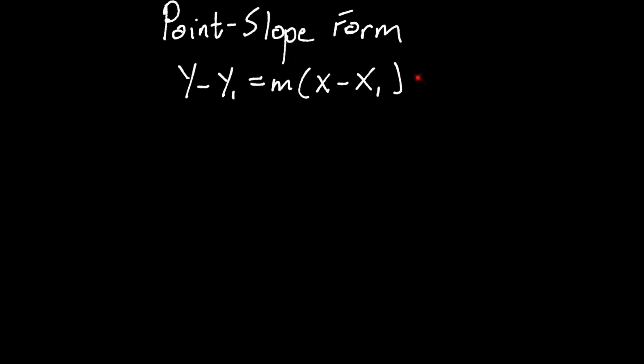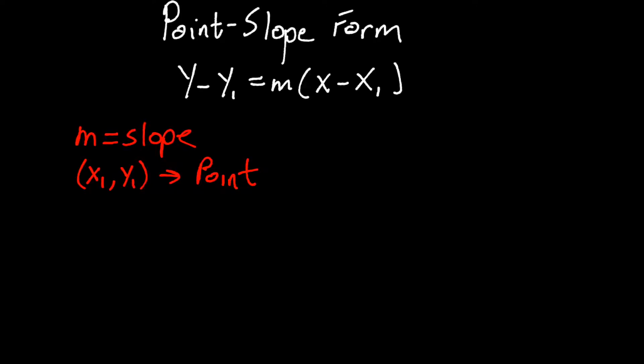Now the point-slope formula is right here, and we see we have y minus y1 equals m times x minus x1. A couple things we need to remember. M is your slope. x1 and y1, that is the point on the line you are trying to create.